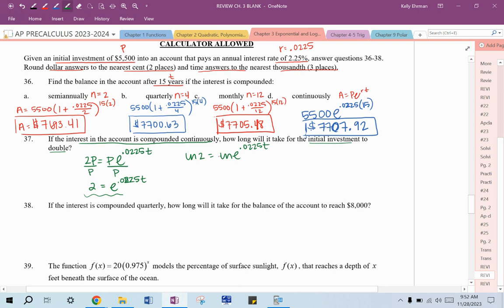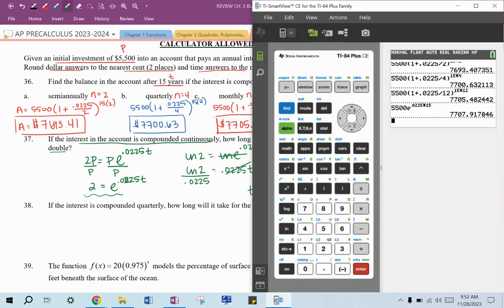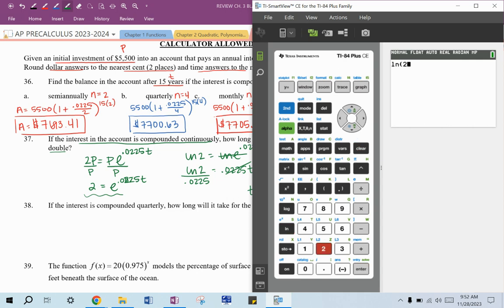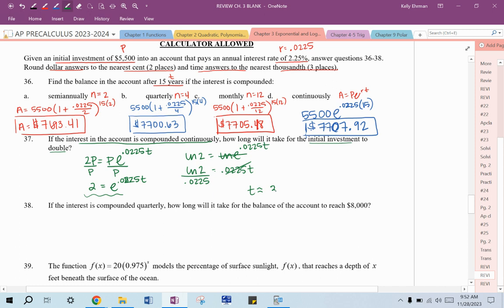Taking the natural log, base e cancels out, so 0.0225t equals the natural log of 2, and then you divide by 0.0225 to solve for t. So this is an answer for time, so I'm going to round to 3 places. That was natural log of 2 divided by 0.0225, so about 30.807. And time is always measured in years for these compound interest formulas.